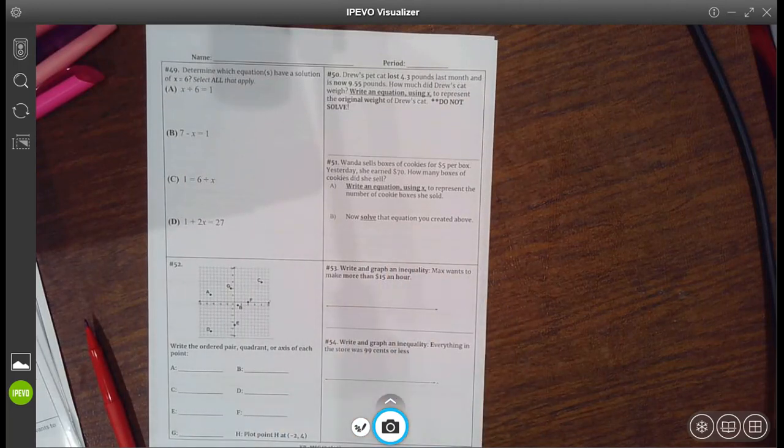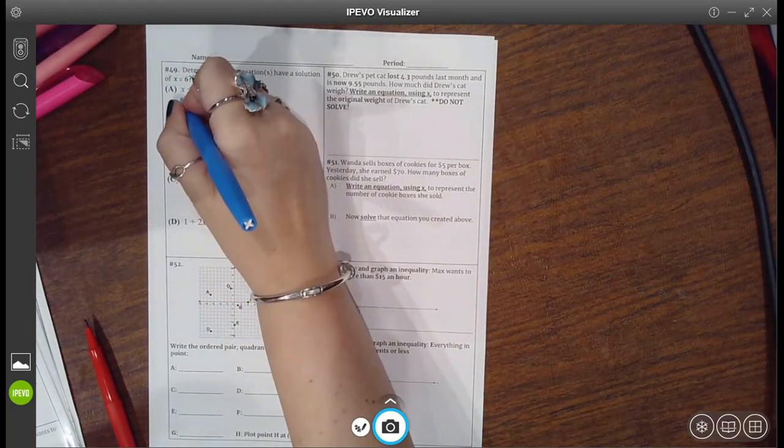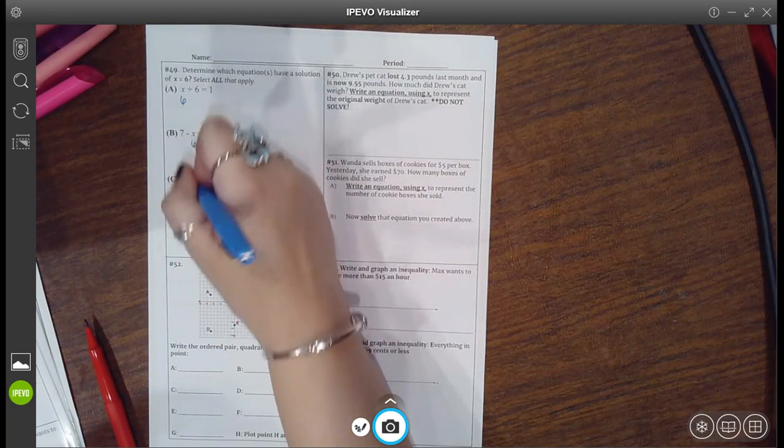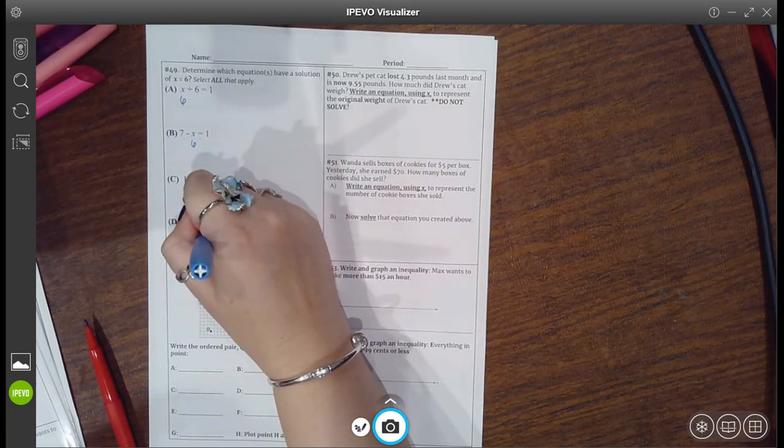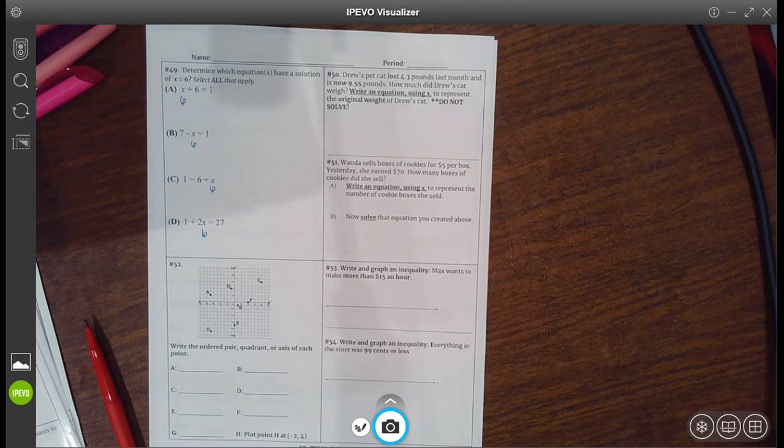All right, we're moving right along. For my next one, it says determine which equations have a solution of x equals 6. Now, I strongly recommend that instead of trying to solve these, you just take whatever the x is and plug in a 6, and then solve them and see which ones make a true statement.